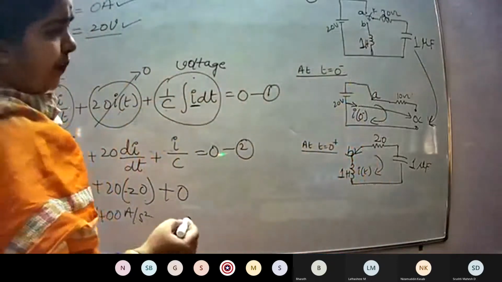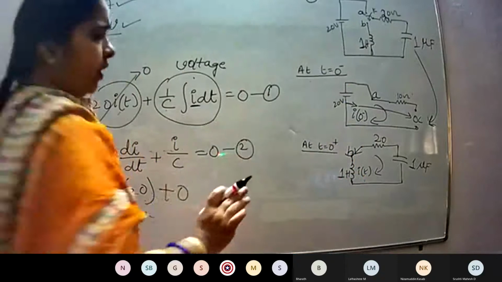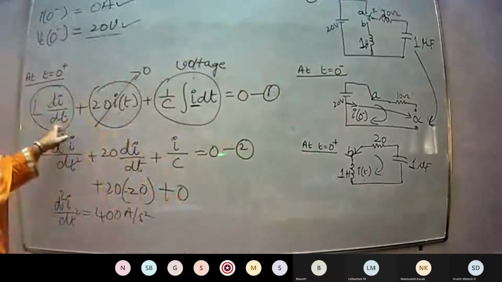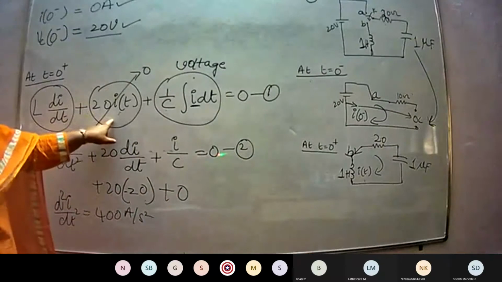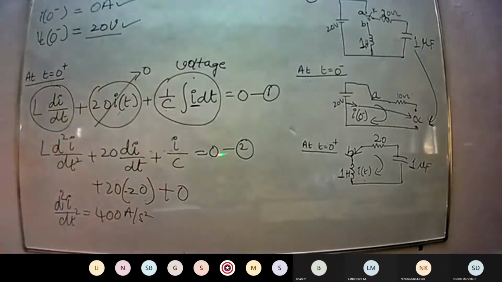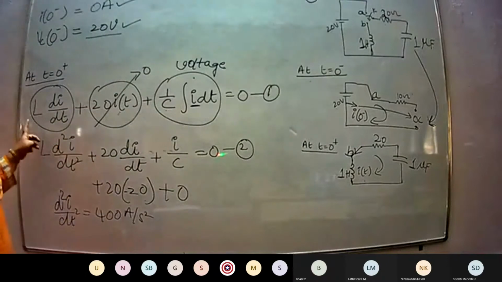When it has come to position B, just write the equation. Okay, just write the mesh equation. That is 1 into di by dt plus 20 into i of t plus 1 by c integration i dt is equal to 0. Call it as equation 1.